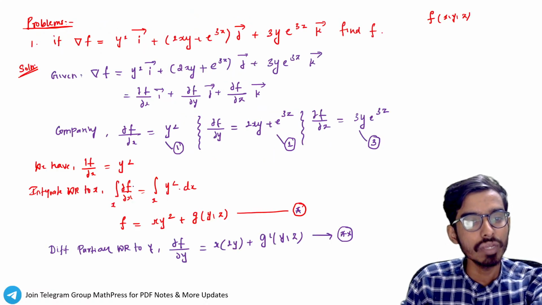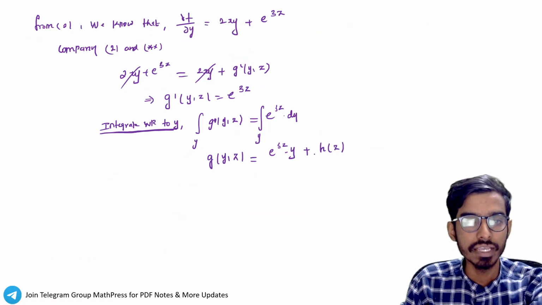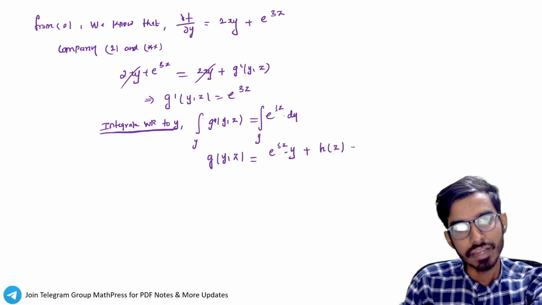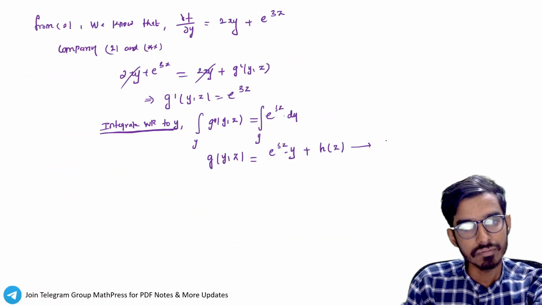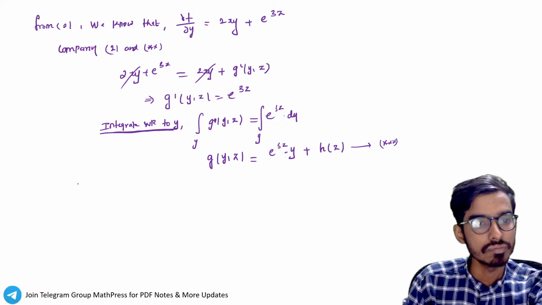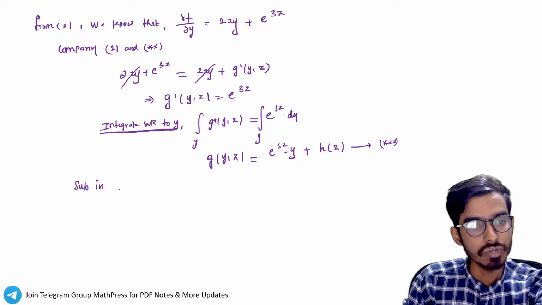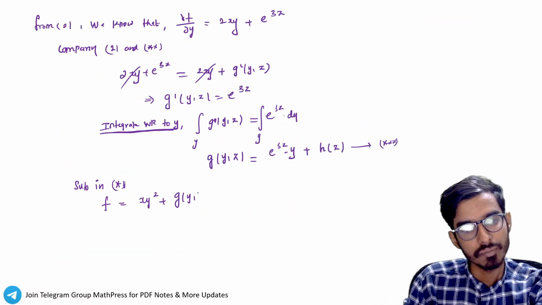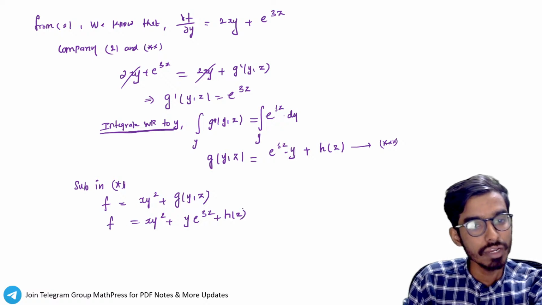Here f is a function of x, y, z, but g is a function of y and z only, so this constant will be h of z. So we have found g of y comma z, which is e power 3z into y plus h of z. Let us call this triple star. Now substitute in star. What is f? f is xy square plus g of y comma z, so f is xy square plus y into e power 3z plus h of z. Now we need to find h of z.